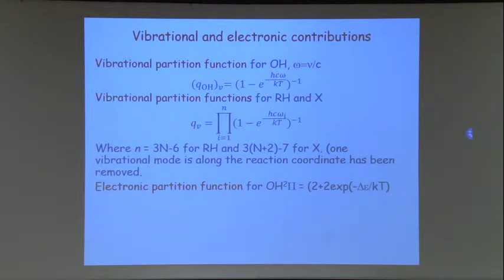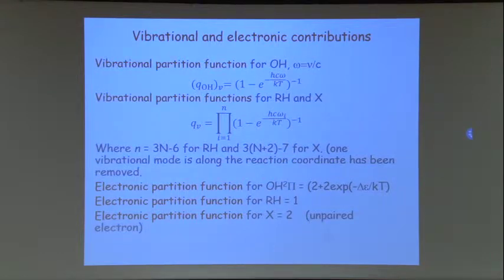The electronic partition function for OH, we discussed this yesterday. That's going to be g1 plus g2 exponential of minus delta E over kT. The g's are 2, so that's an important consideration. The electronic partition function for RH is unity. It's a stable molecule with no unpaired electrons. The electronic partition function for X is going to be 2, because there's a single unpaired electron that's come in with the OH.